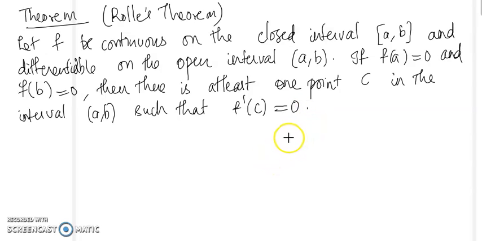So that is the statement of the Rolle's theorem. So if f is a function which is continuous on closed interval AB and differentiable on the open interval AB, and if f of A equal to 0 and f of B equal to 0, then there is at least one point C in the interval AB such that f dash of C is equal to 0. So this is the Rolle's theorem. So let us look at the proof of the Rolle's theorem.